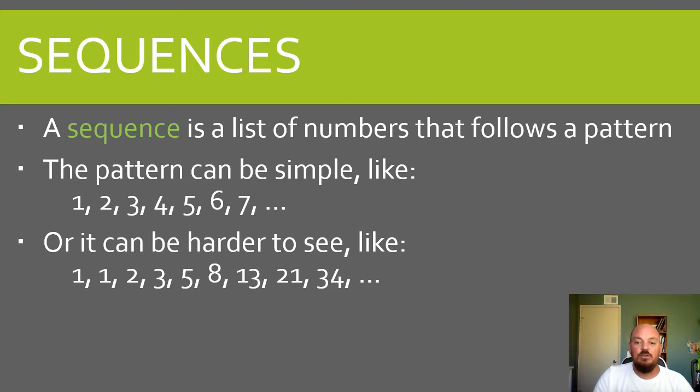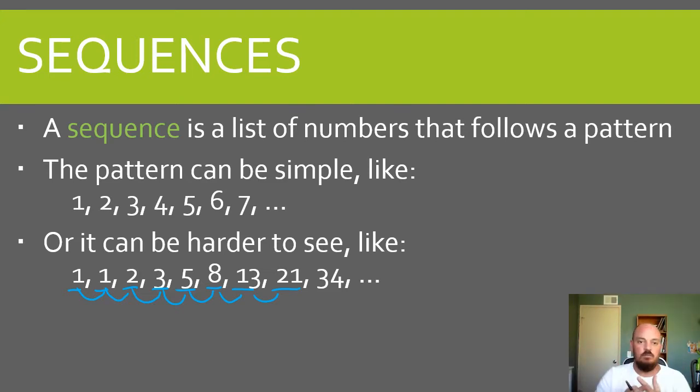And basically the pattern is this. It starts with two ones in a row. But then after that, the next number is always found by adding up the previous two numbers. So for example, 1 plus 1 gives me the 2. 1 plus 2 gives me the 3. 2 plus 3 gives me the 5. 3 plus 5 gives me the 8. 5 plus 8 is 13. 8 plus 13 is 21, and so on and so forth.